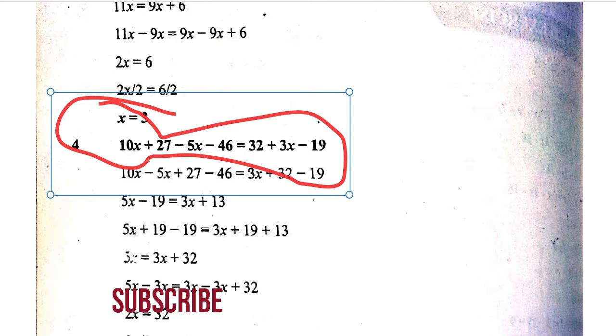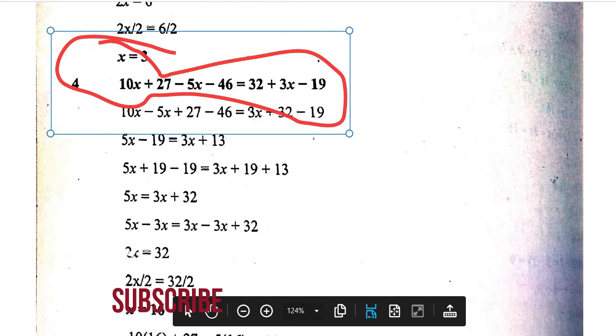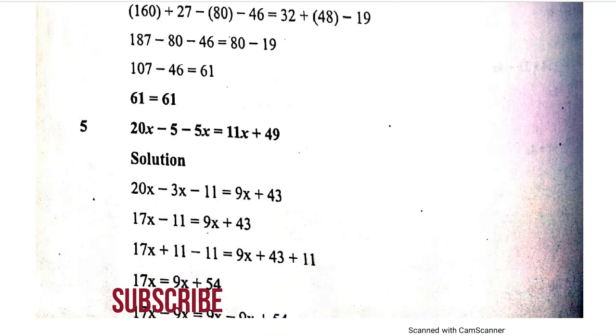We can take all values of x on a single side and the other values on the second side. So these are some examples. Example number 5.